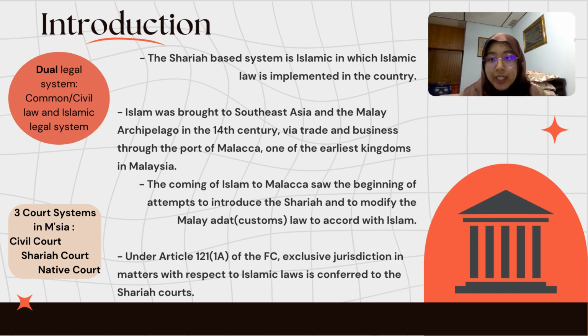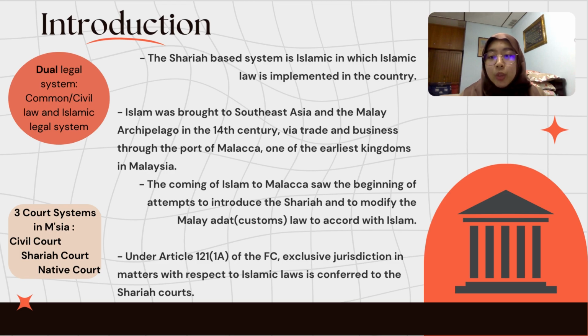We dig deeper into the history. Islam was brought to Southeast Asia and the Malay archipelago in the 14th century via trade and business through the port of Malacca, one of the earliest kingdoms in Malaysia. The coming of Islam to Malacca saw the beginning of attempts to introduce the Sharia and to modify the Malay adat, customs, law to accord with Islam.